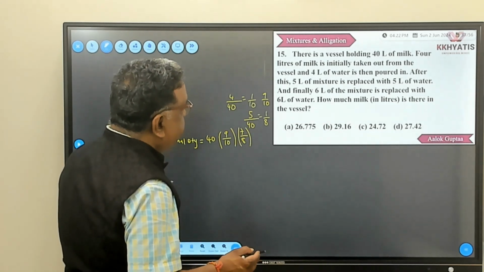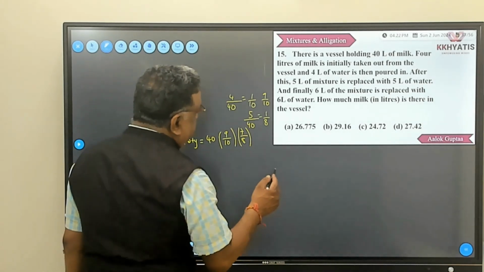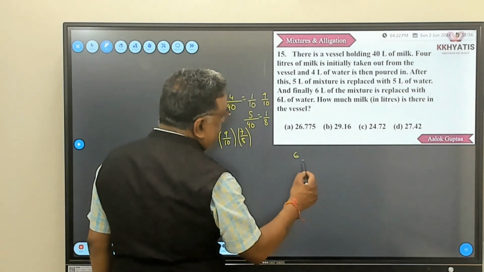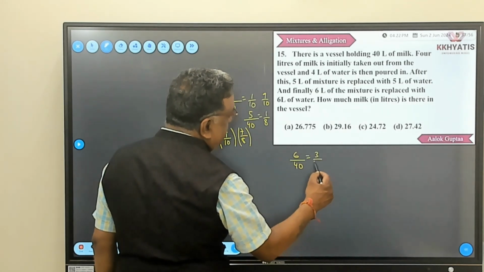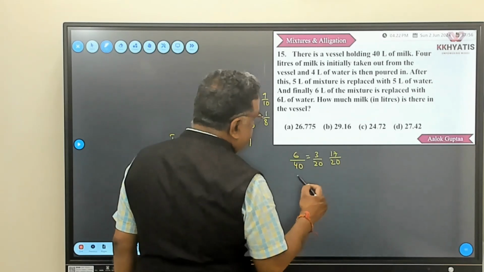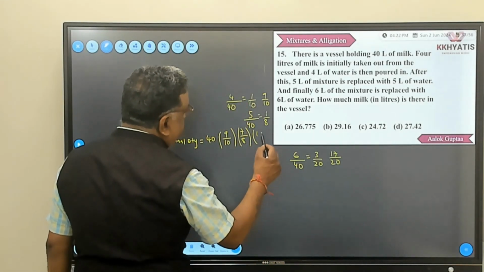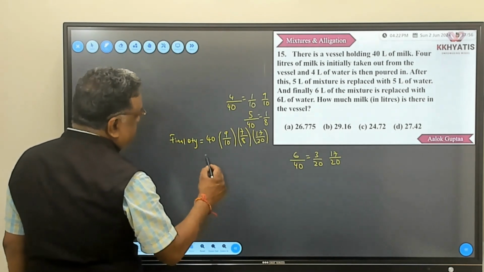Now the third time, 6 liters is taken out. So 6 out of 40 is taken out, which means 3/20th is taken out, which means 17/20 is left. So the third time, 17/20 is left. So all we have to do is just solve this.